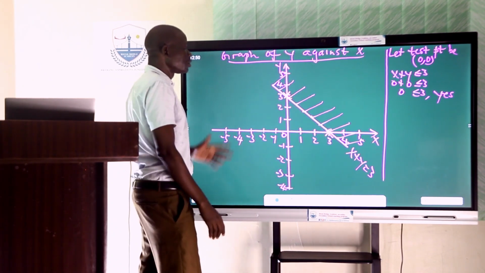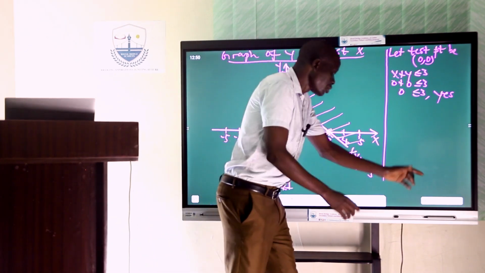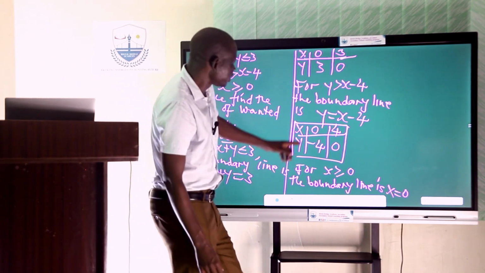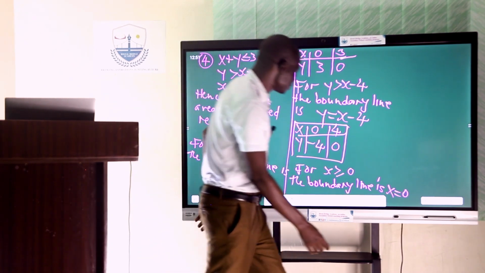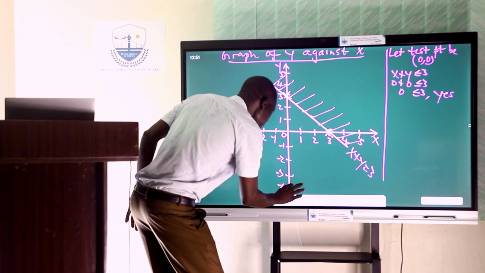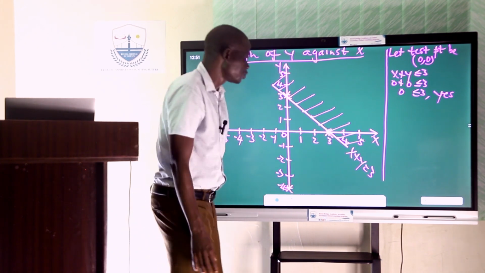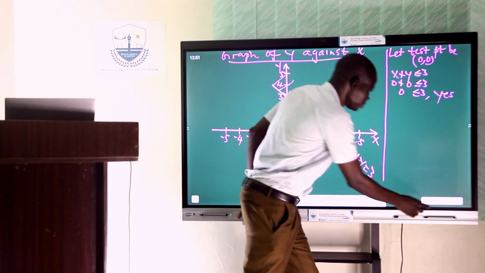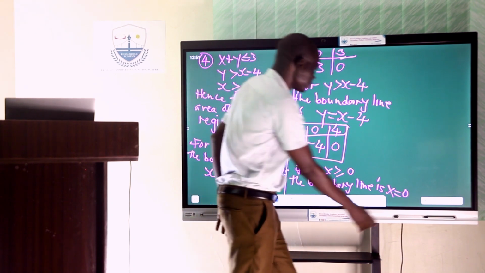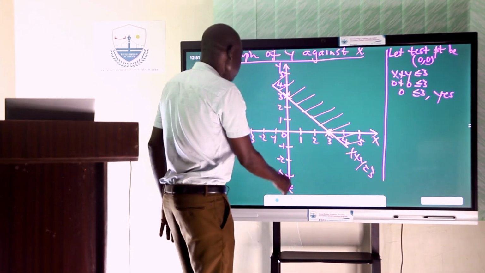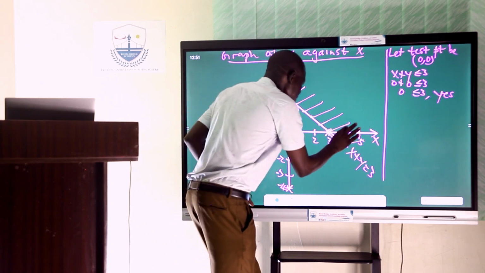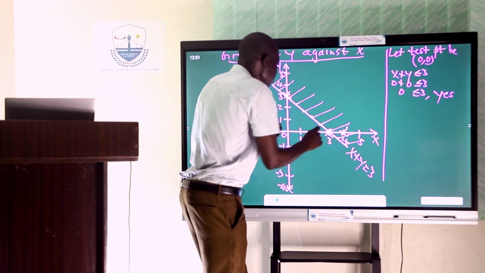So after shading, we go to another line. We draw another line. For the other line, we also plot. When x is 0, y is -4. The point will be here. We go to another point. When x is 4, y is 0. The point will be here.